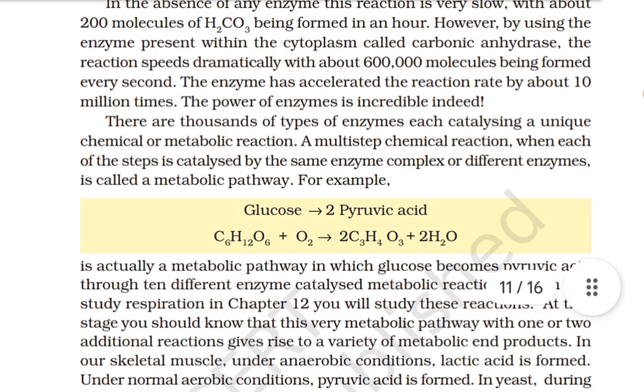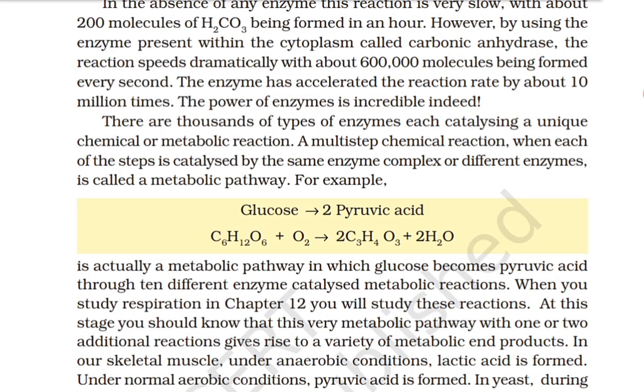And the new enzyme product complex is formed. Then the enzyme releases the product of the reaction and the free enzyme is ready to bind to another molecule of the substrate and run through the catalytic cycle once again. Factors affecting enzyme activity: the activity of an enzyme can be affected by a change in the conditions which alter the tertiary structure of the protein.